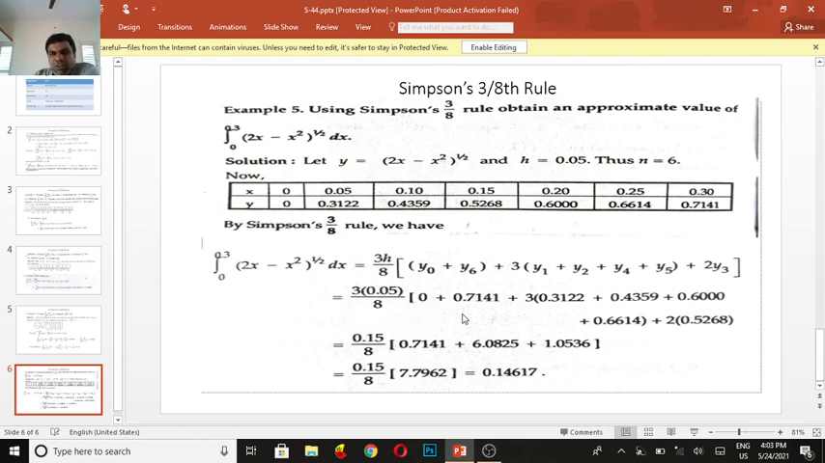So first y0 should be 0, y6 is 0.7141. So 0.7141 plus 3 times (y1 is 0.3122 plus y2 is 0.4359 plus y4 is 0.660 plus y5), again substituting, plus 2 times y3, which is 0.5268. So substituting, the value is 0.15 by 8 of 0.7141 plus 6.0825 plus 1.0536. Substituting, we get the value equal to 0.14617.